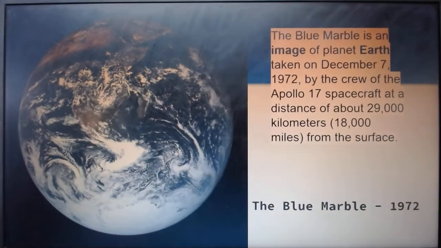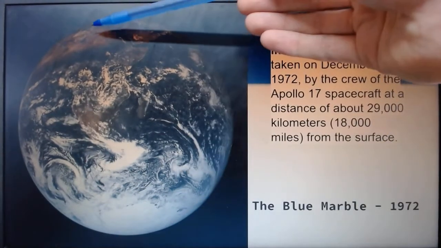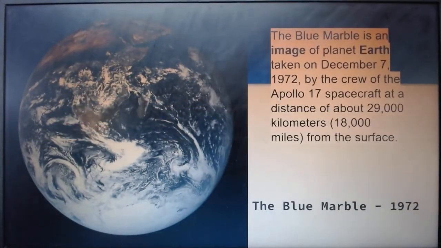So again, we start off with this picture, the Blue Marble, taken in 1972. So we're approaching 50 odd years ago now. This was the first full picture taken of the full Earth. Before that we had pictures of half the Earth, but this was the first one to show it as a full sphere.